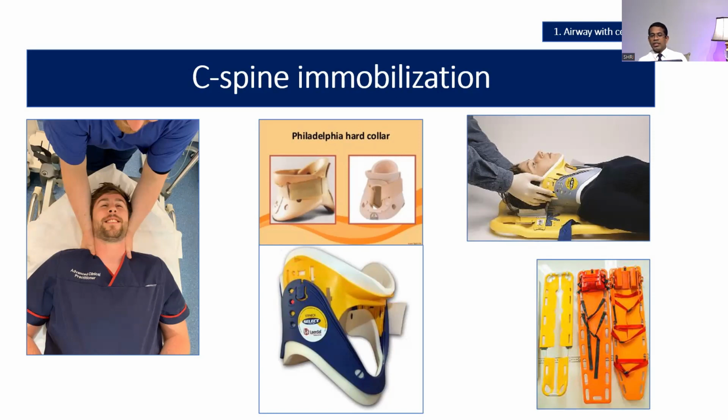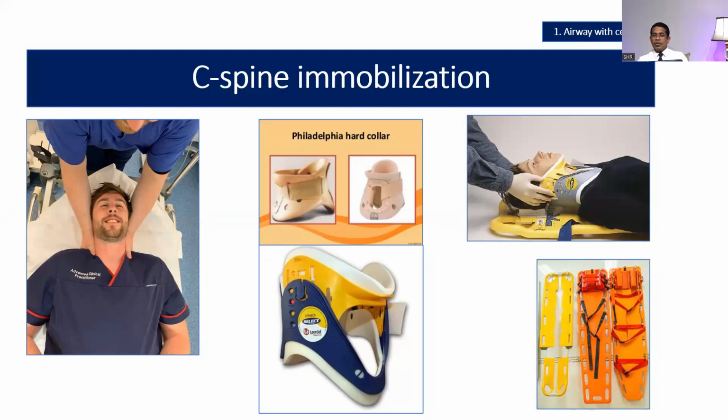First thing, as I mentioned, you go ahead with manual inline stabilization. Then you can aid with a hard cervical collar. Usually we prefer the Philadelphia collar, but there are other commercially available ones like the Miami collar and the Aspen. Then you can use these collars. And in addition, you need to keep the patient in trauma mode. You need to log-roll the patient and keep the patient in trauma mode.